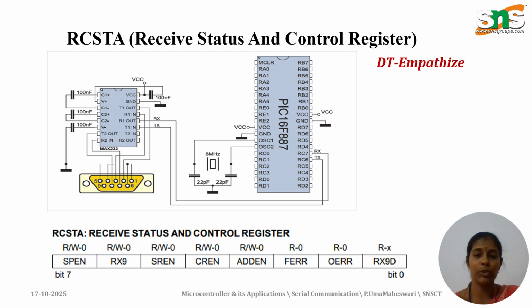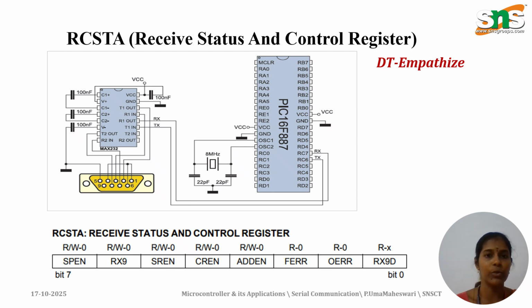As I have told you, so far we have seen the transmission side. At the receiving end, this slide shows the receive status and control register and how it is being used. The receive status and control register is an 8-bit register in the PIC microcontroller, even though it can handle up to 16-bit.